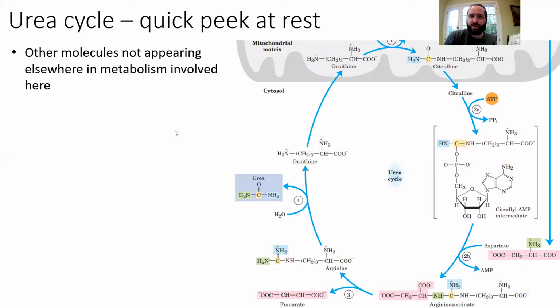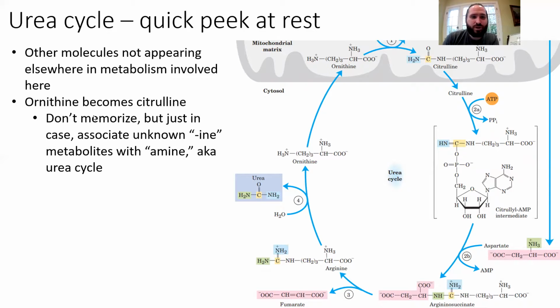Some other molecules not appearing elsewhere in metabolism are involved here. Just as an insurance policy, so you don't hit me up saying, hey, you told me not to know ornithine and citrulline, and they were on my MCAT. You don't necessarily need to memorize the structures or names completely, but if you see an ornithine or a citrulline, which is some -INE molecule, associate that with amines, and then think about the urea cycle.